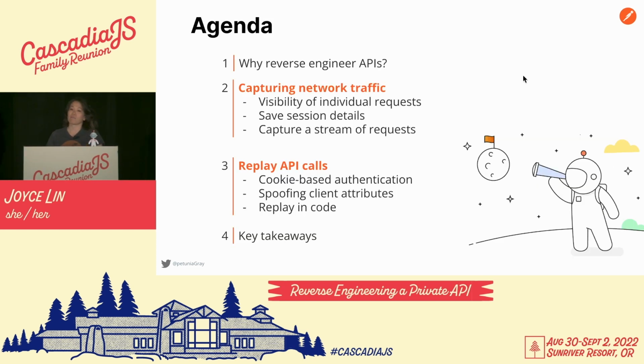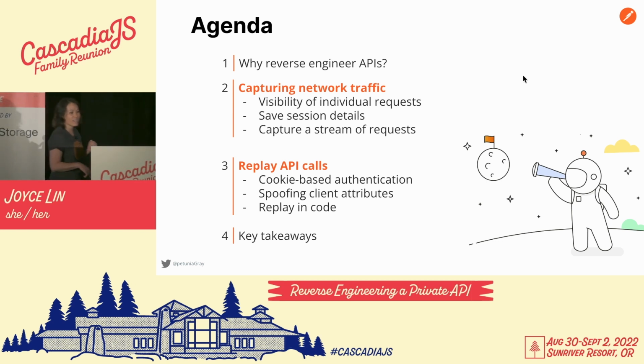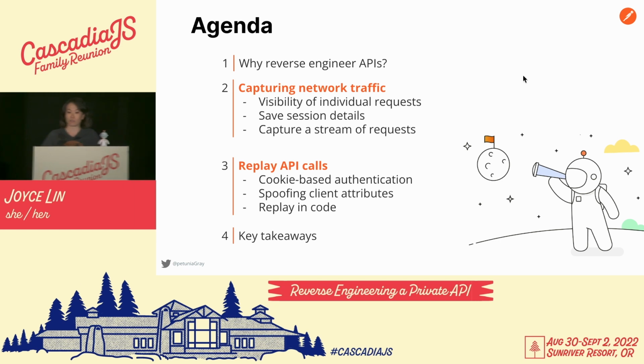So we're going to be talking about why reverse engineer APIs at all. And then we'll get our hands dirty. We will capture network traffic, individual requests, session data, as well as start streaming network traffic into a proxy. And then we can capture it and inspect all we want, but we want to be able to replay the API calls when we want to. So we'll take a look at some scenarios like cookie-based auth. I won't talk about SSL cert because Eddie just talked about that. And then we'll talk about spoofing client attributes and learning how to replay it in your own bot script, whatever you want to replay in.